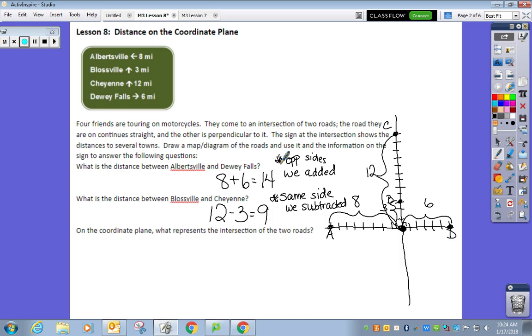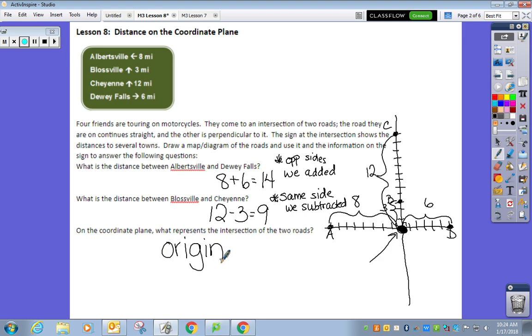So now this is saying on the coordinate plane, what represents the intersection of the two roads? So if you look, this picture kind of looks like the coordinate plane. And they're asking what the intersection, or where I am, would represent. So hopefully we all know that where the two lines meet is the origin. So that's what that represents.